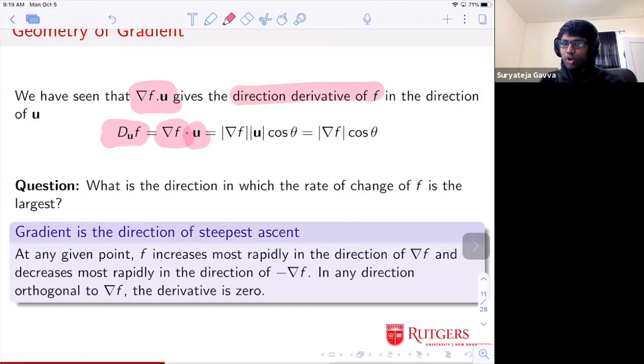If you dot with the unit vector that you care about, it will give you the directional derivative. So it's the dot product. The dot product of two vectors is nothing but the magnitude of one vector times the magnitude of the other times cosine theta. But u is, in this case, of magnitude 1. That means this is the magnitude of del f times cosine theta.